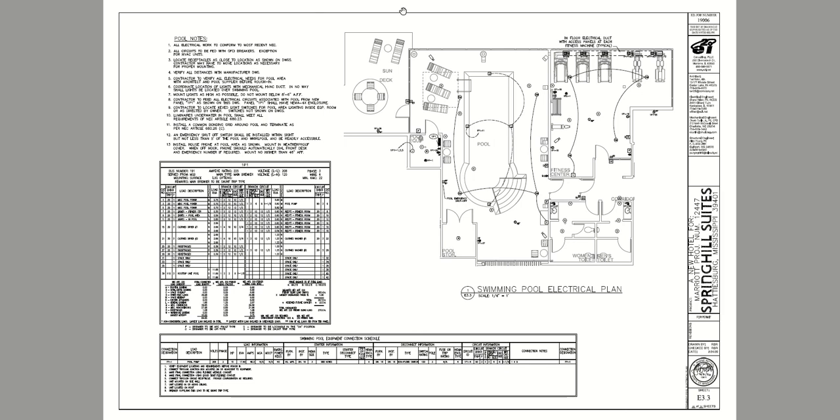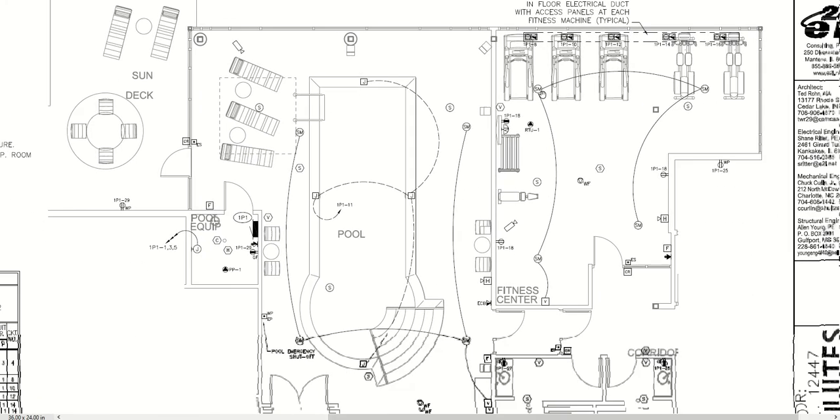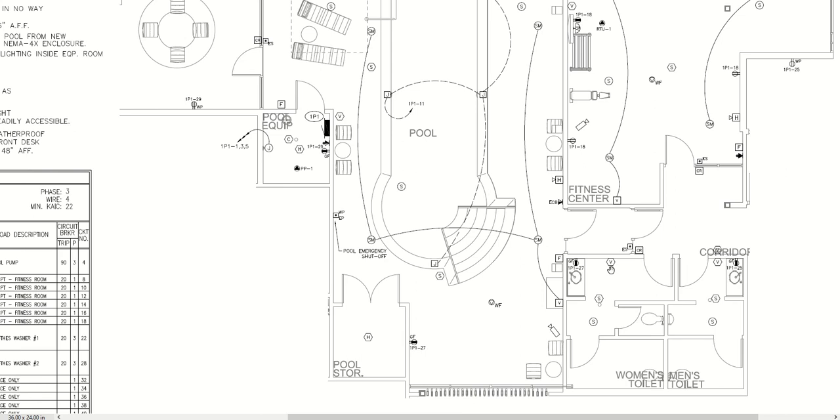So I talked about the swimming pool; we do it separately. Here's a shot of the pool, and it also includes the exercise room. You can see we have floor boxes strategically placed for the equipment that needs power. We have wall outlets and TV outlets strategically placed. We've got outlets in the restroom, and then we have some outlets around the pool.